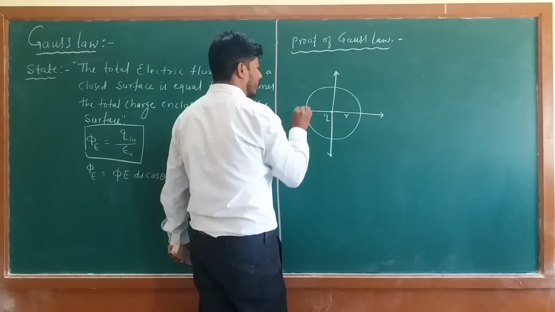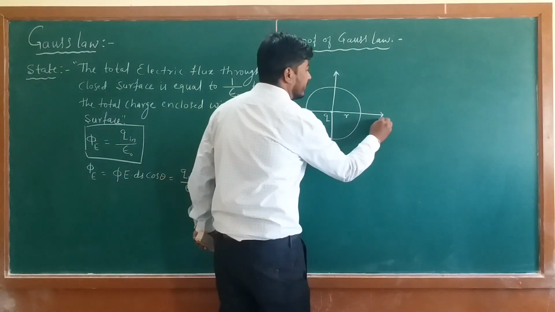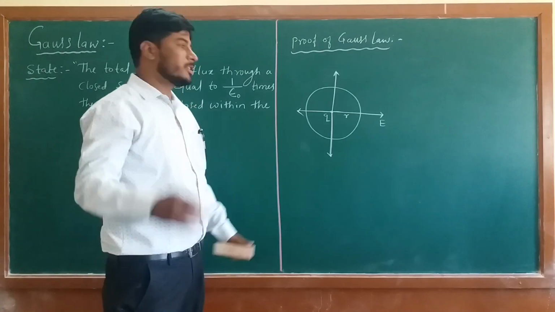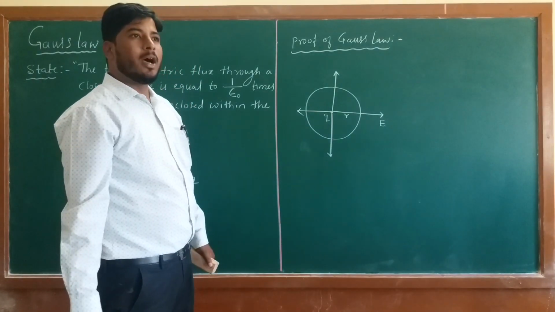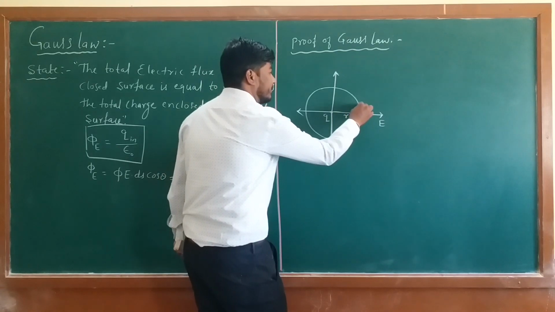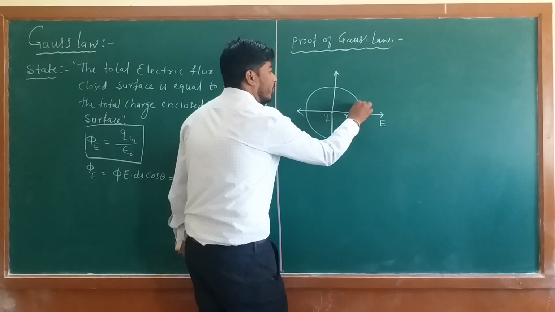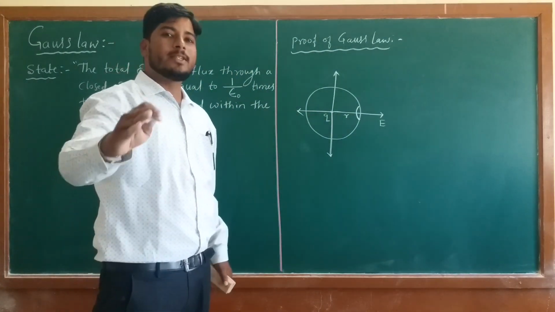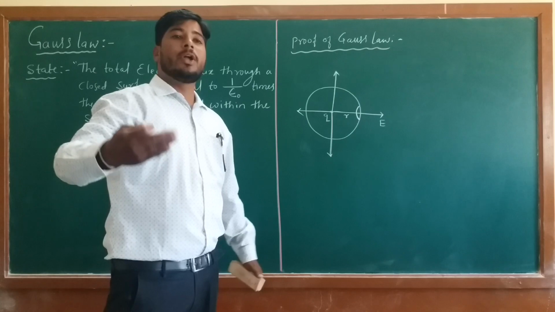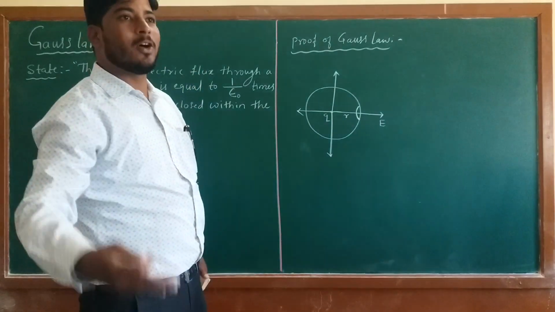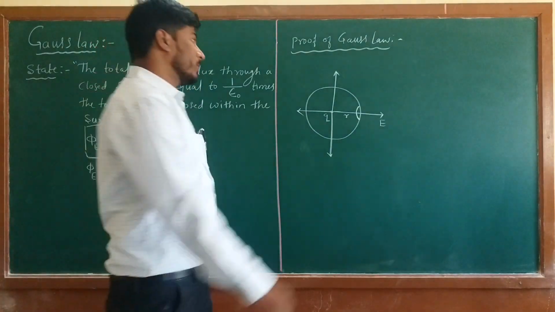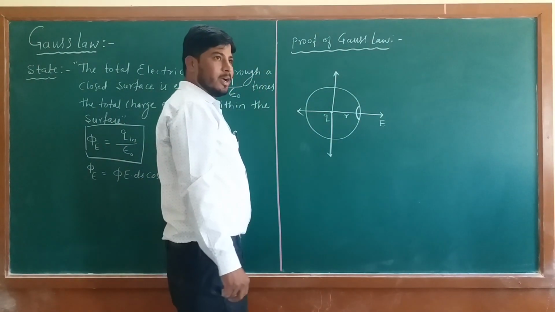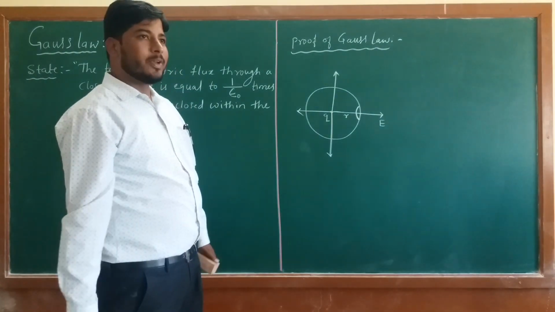So we will find the electric field. To calculate the electric flux through this closed surface, I will consider a small Gaussian surface. What is a Gaussian surface? A Gaussian surface is an imaginary surface where we are going to find the electric flux or electric field. So at this point, I want to calculate the electric field. The electric flux we can calculate here.